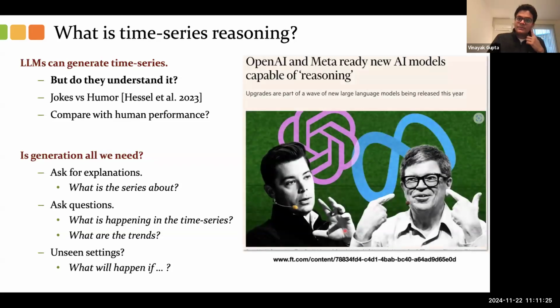So this definition is what we try to encapsulate in the word reasoning. And since many companies have claimed that their large language models are capable of reasoning, we consider this entire definition of understanding time series and doing some meaningful tasks out of time series as reasoning for time series.